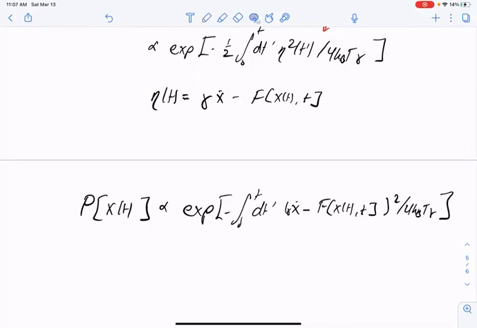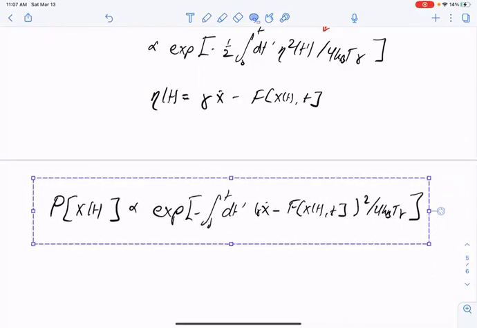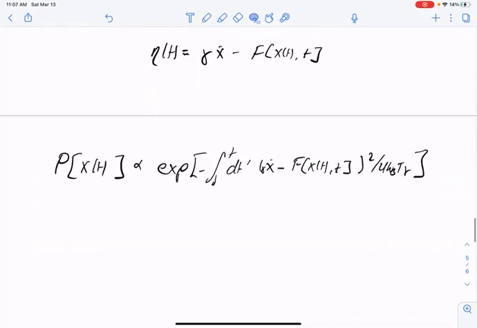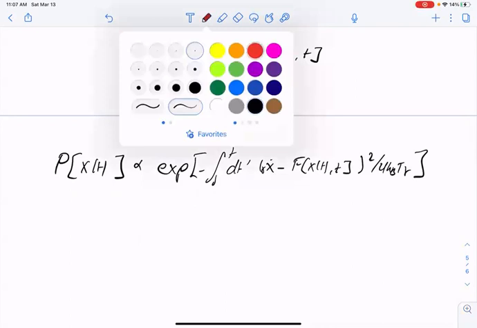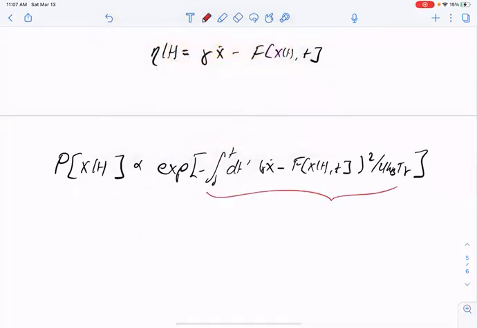So this is now a path integral description of our stochastic equations of motion. The argument of this exponential is often referred to as the stochastic action associated with that process.